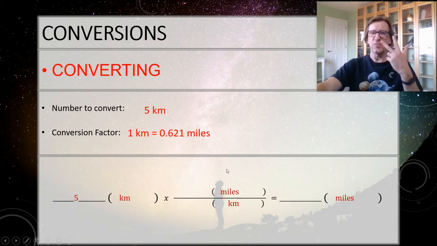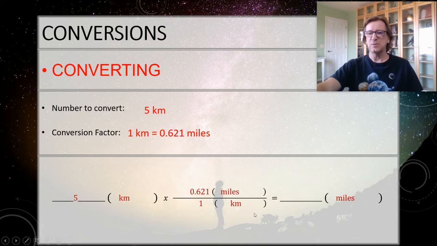Now, for step 3, I put the number with the unit. And these things are glued together. They can't come apart. So the 1 has to go with the kilometers. The 0.621 has to go with the miles. And so it looks like this. I can't have 1 mile and 0.621 kilometers, right? Because they're glued together.